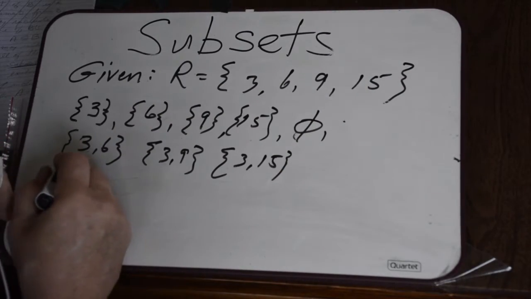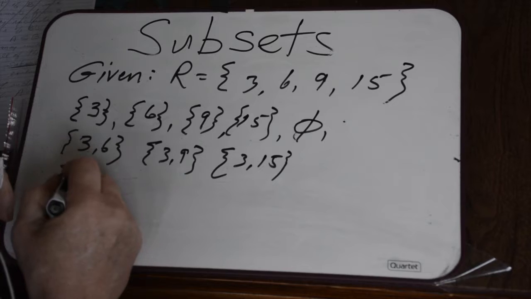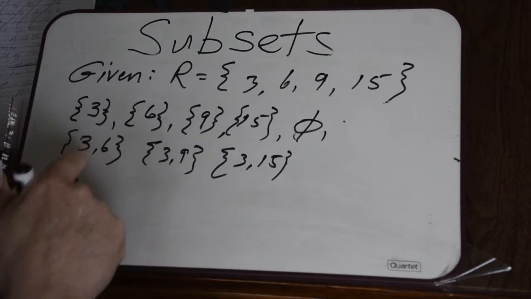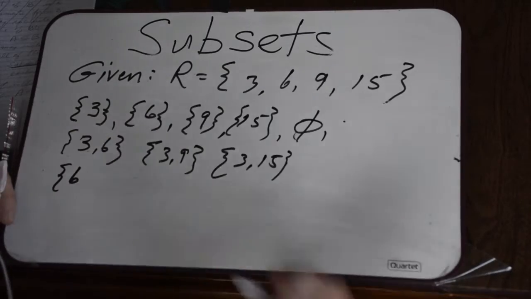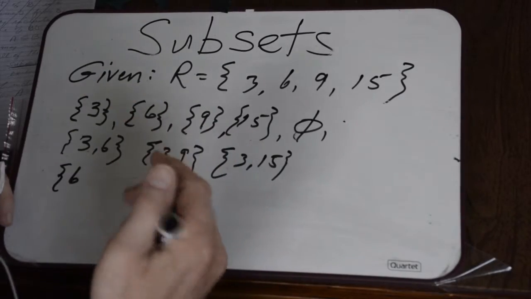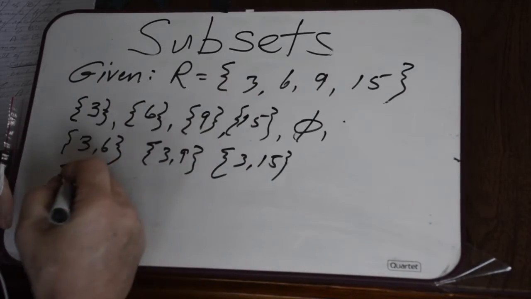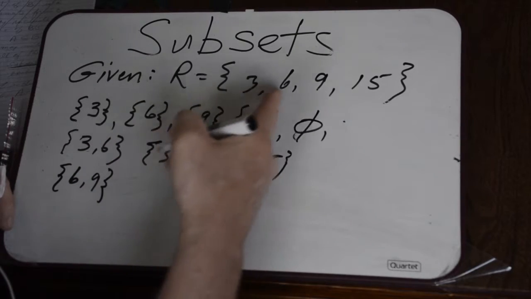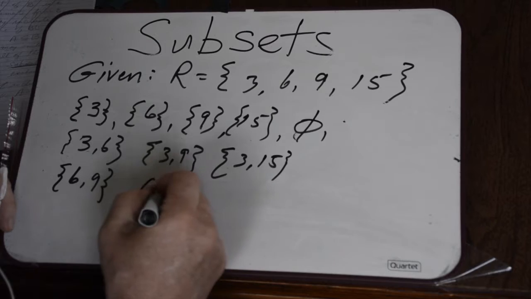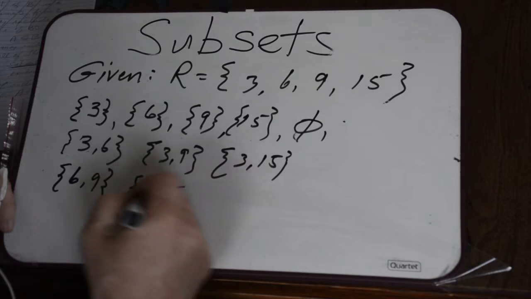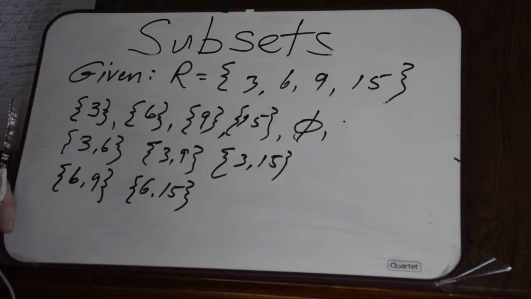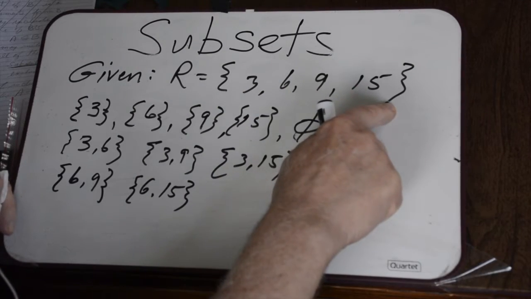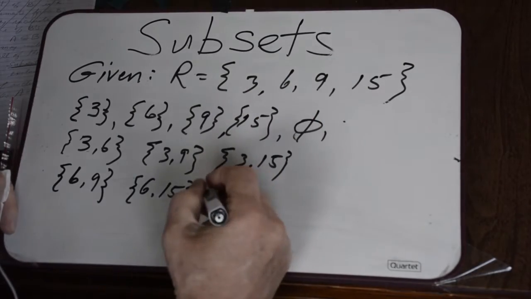What if I take the second one now? This is groups of 2 still. I don't have to go back to 6 and 3, because 3 and 6 are the same. We said the order of sets doesn't matter. So I'm going to have 6 and 9, because I don't have that yet, and 6 and 15. Am I finished? No, because what about 9 and 15? I don't have that yet, do I?